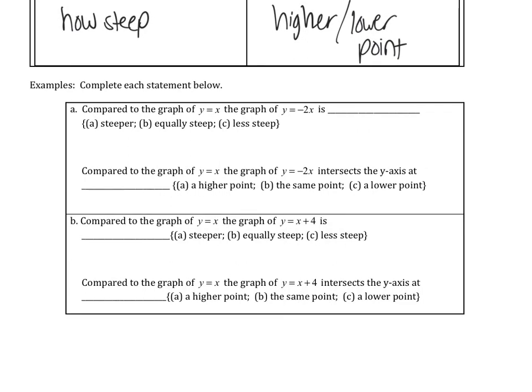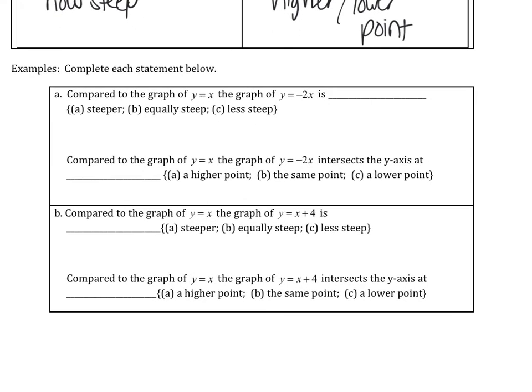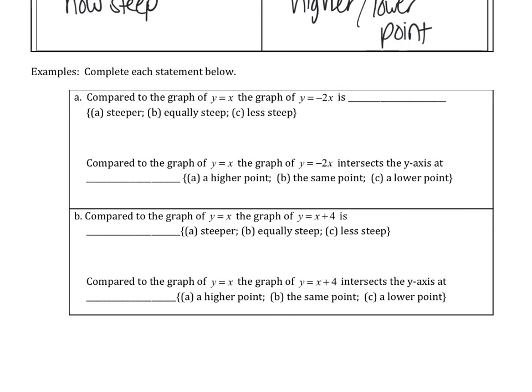So knowing all this information, this is the topic that you're going to get in ALEKS that you're going to have to figure out based on no pictures of graphs, but based on the equations of the lines. So it says, compared to the graph of y equals x, the graph of y equals -2x is steeper, equally steep, or less steep.